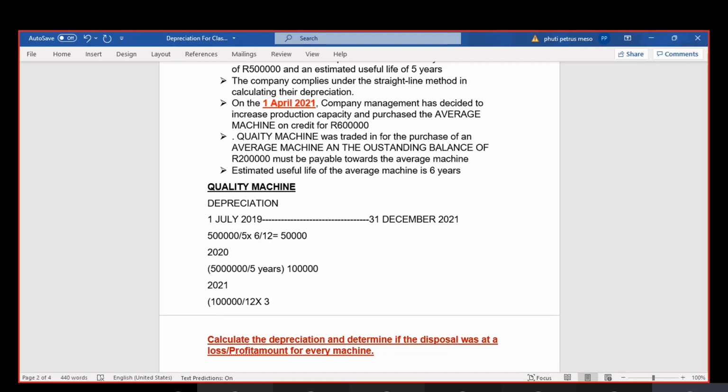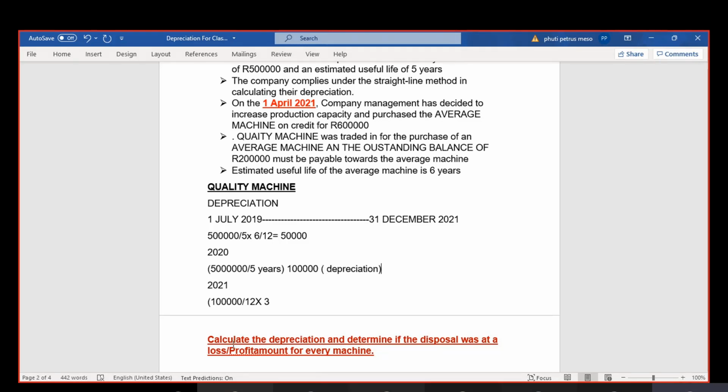Yes. All right. Norman, I just want to engage you a little bit on this one. Why did you use 100,000 rand? Because that's a full year's depreciation for the quality machine. And what about the 5 years, the useful life? I'm calculating it for that particular year. All right. So what I'm basically trying to do is get to an accumulated depreciation value so that I can understand what the carrying value was when it was sold.